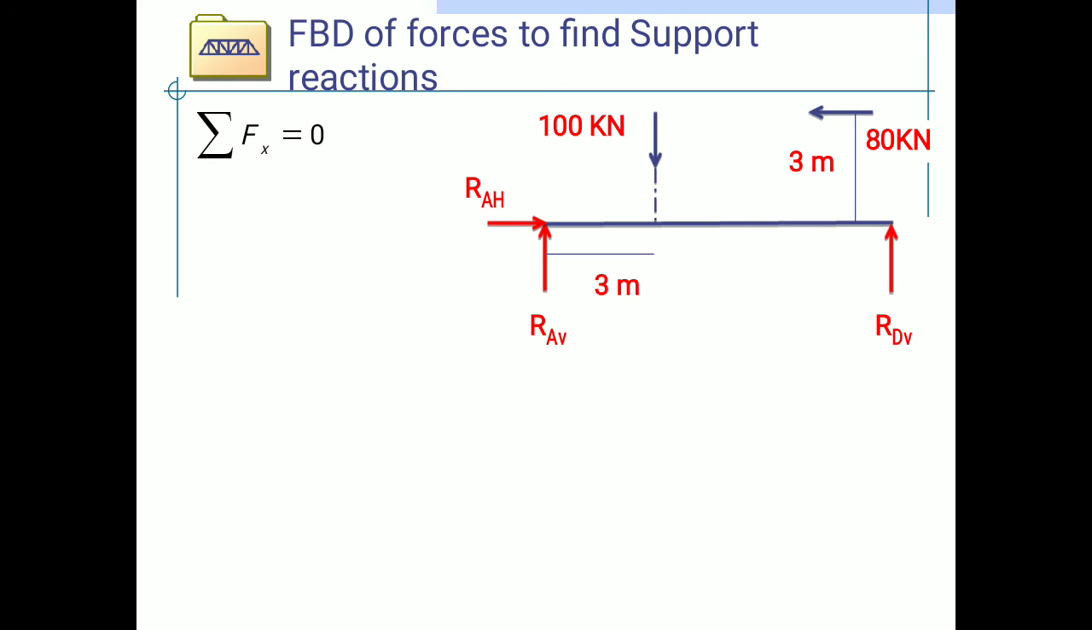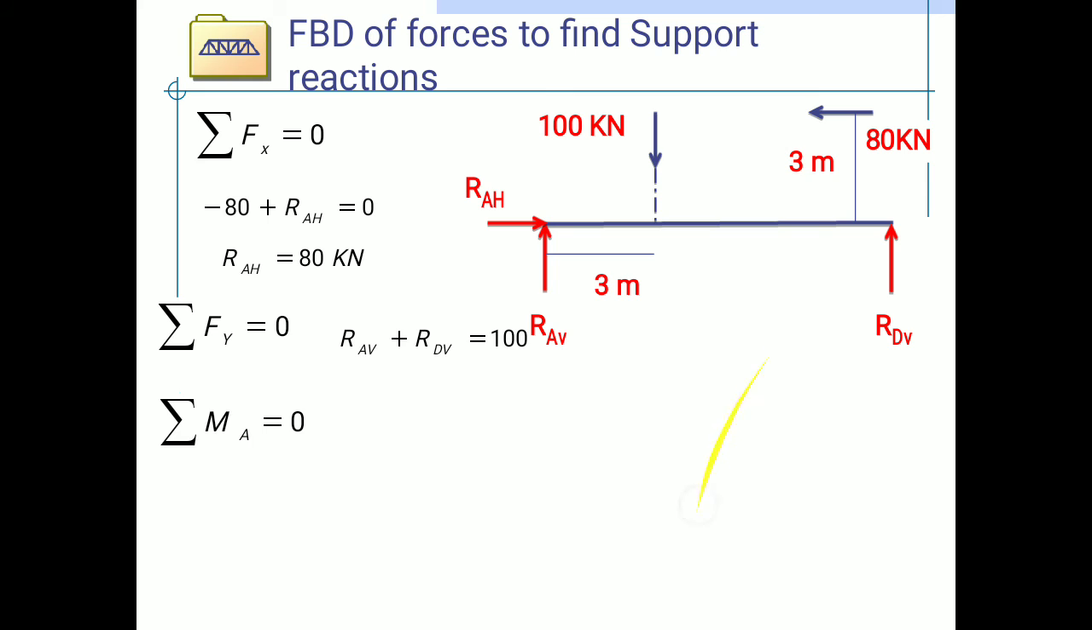Now applying the condition summation Fx is equal to 0: minus 80 plus RAH is equal to 0, and RAH is equal to 80 kilonewton. The final horizontal reaction is 80 kilonewton. Now applying the second condition, summation Fy is equal to 0: RAV plus RDV is equal to 100.